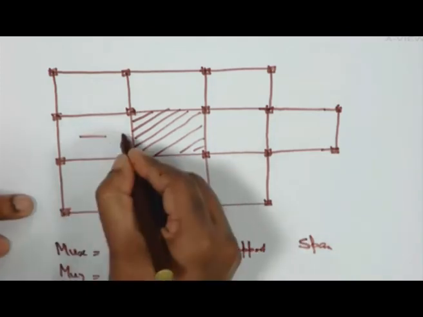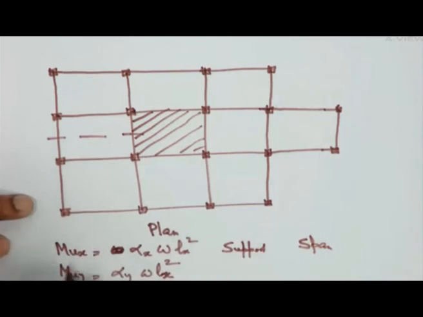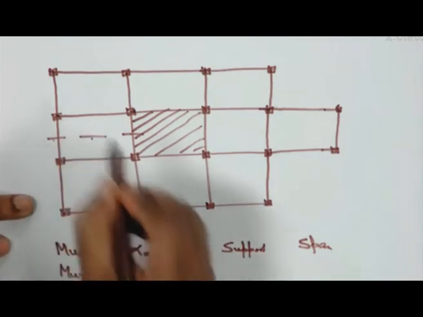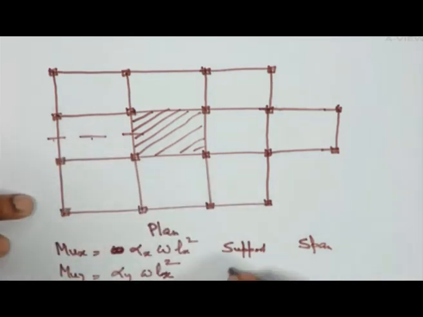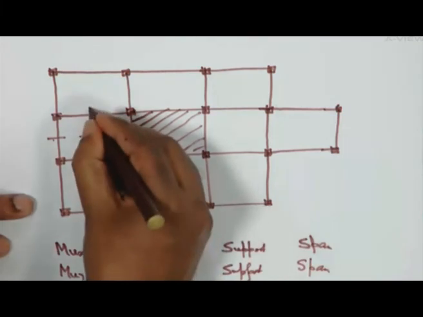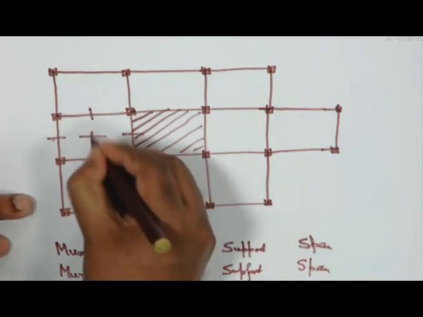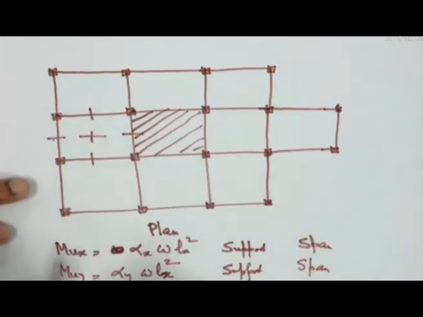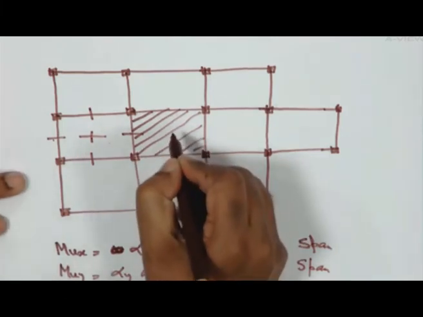So it can be here also, and that means mu(x) can be here or here. Similarly, mu(y) also can be at support and also can be at span. That means it can be here, here, here. Now I have this interior panel.